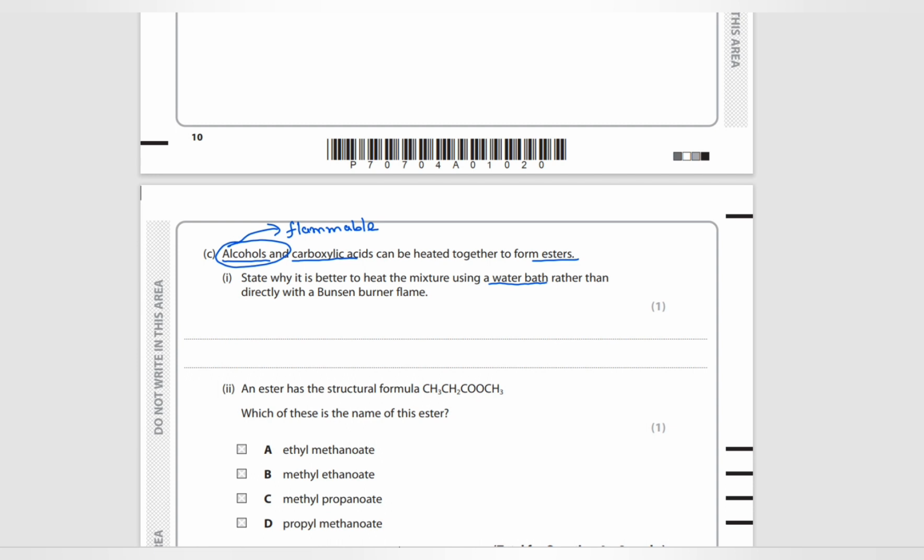So the explanation for this is alcohols are flammable and might catch fire.